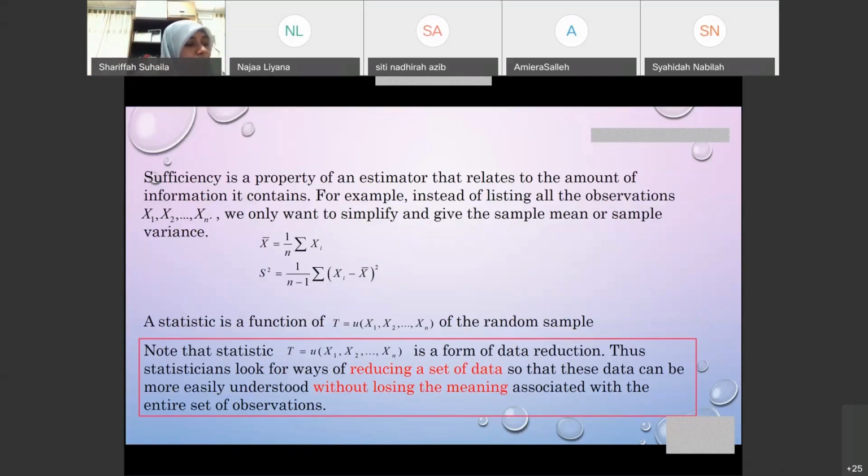That means if we have x bar and s square, even though we don't list all the observations and just give you x bar, if possible we want to make sure your x bar is a sufficient statistic, where we don't lose the information. That is the meaning of sufficiency, one of the properties of your estimator.